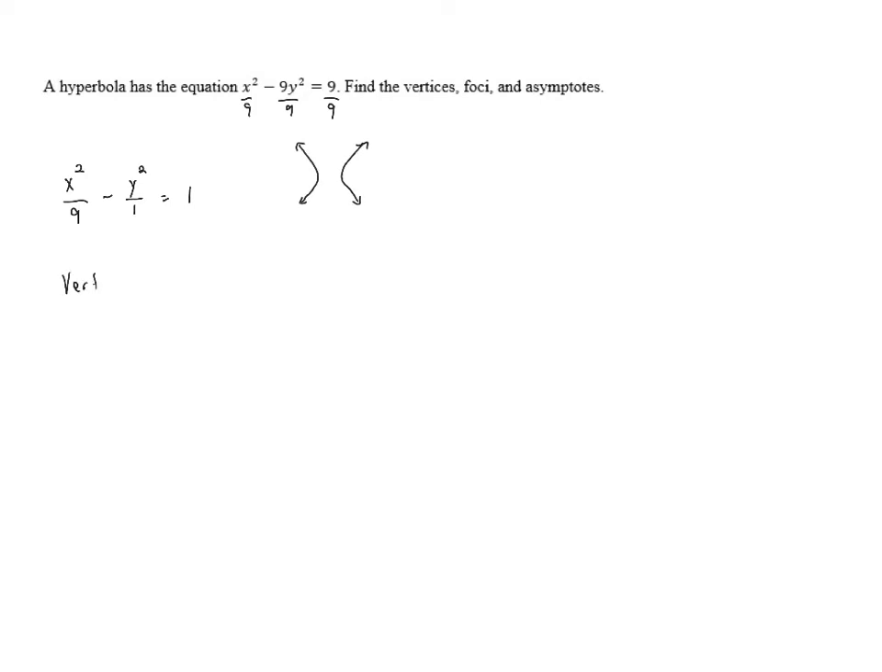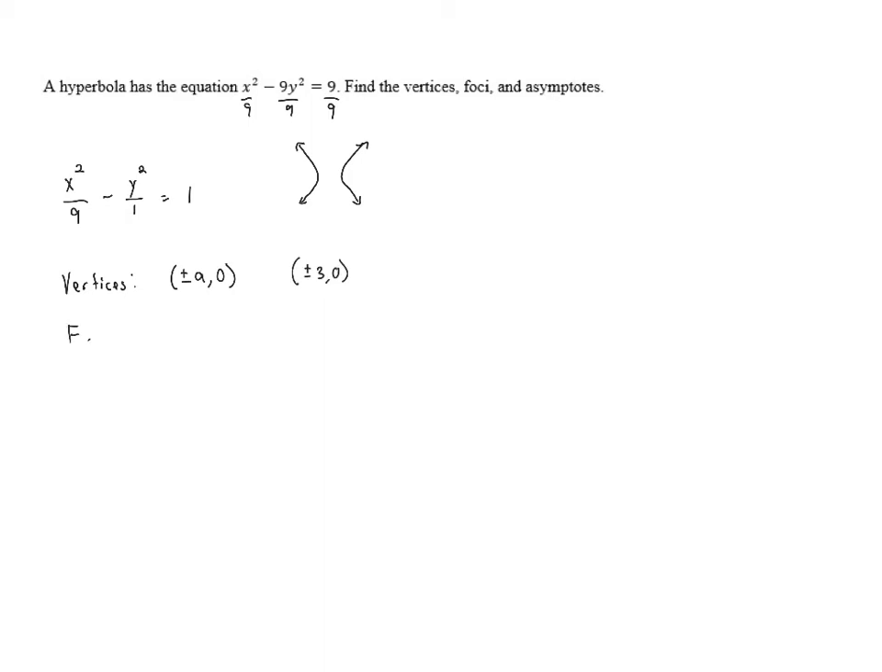The vertices for a hyperbola like this are at the points plus or minus a, comma, 0. In this case, because a squared is 9, that means a is 3, and so the vertices are going to be at plus or minus 3, comma, 0.